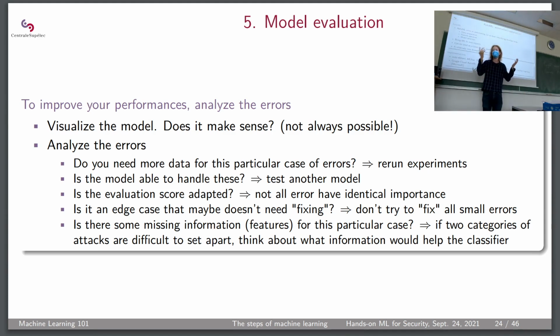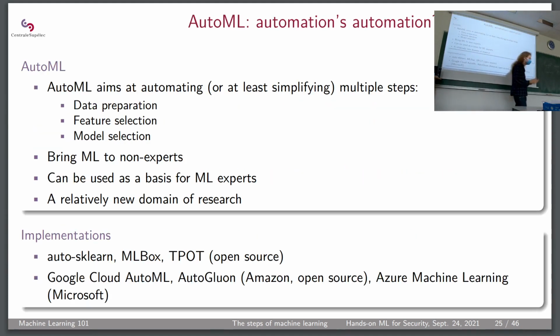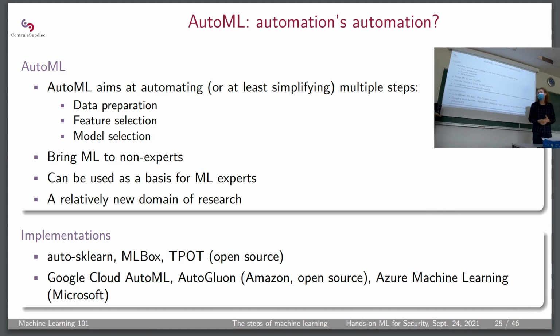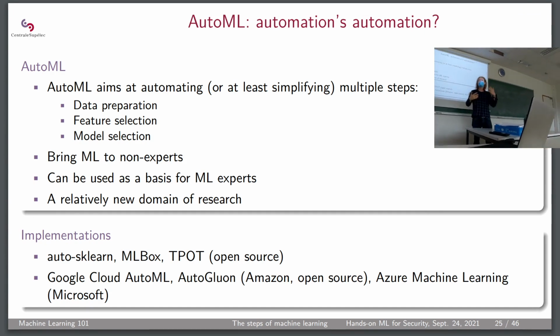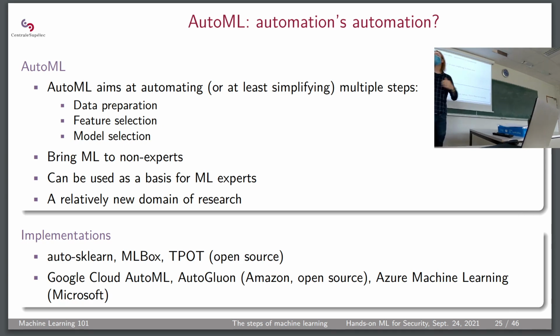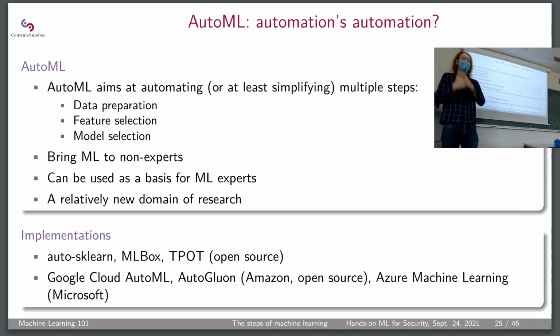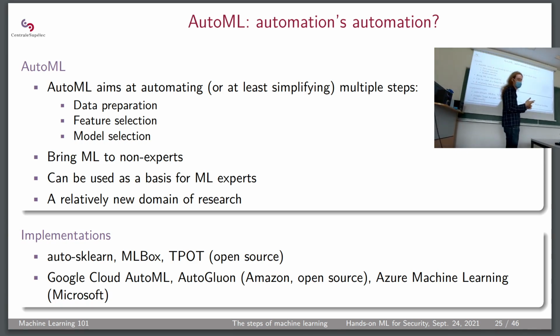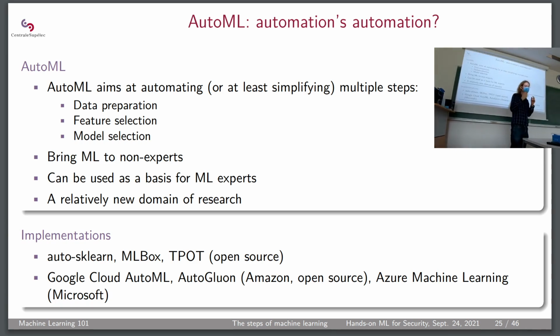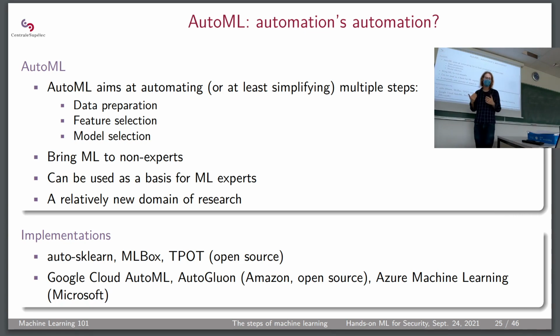There is a new trend in machine learning called AutoML, which is, okay, why do we need an expert? You can just give it to a machine algorithm to tell you what algorithm you should use. So, how to automate the automation. The goal is to simplify multiple steps of this machine learning pipeline: data preparation, feature selection, and model selection. And the goal is to bring machine learning to non-experts. And even for experts, it can be useful to have some baseline to build upon.